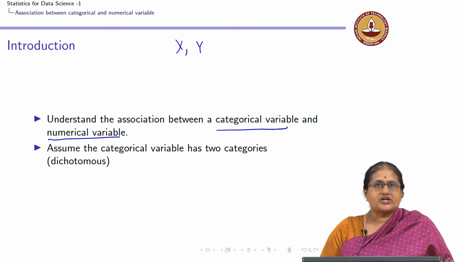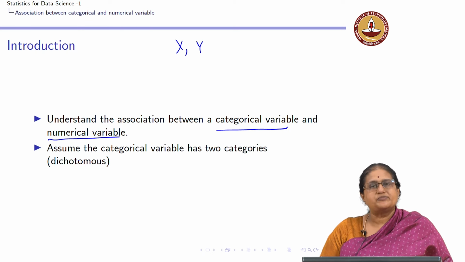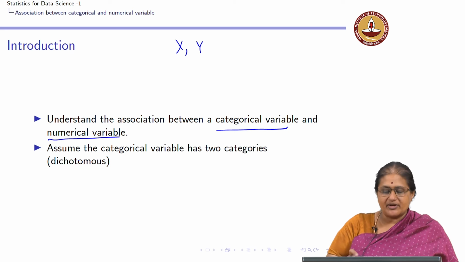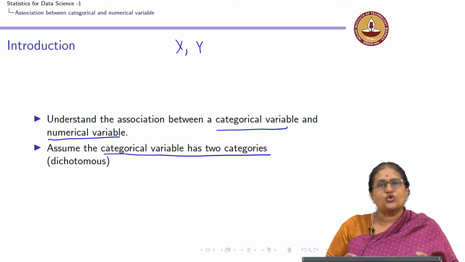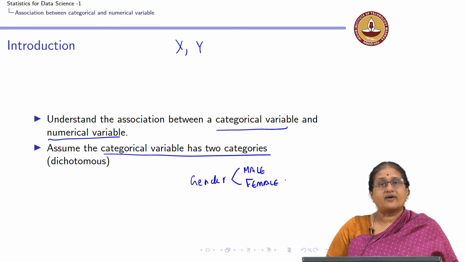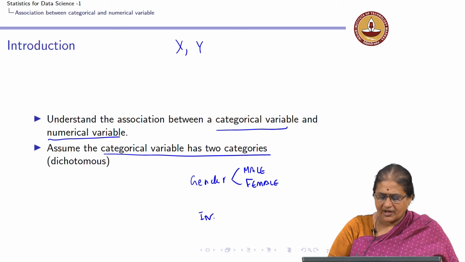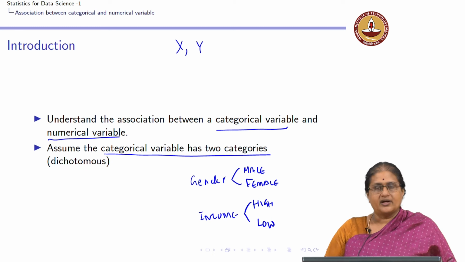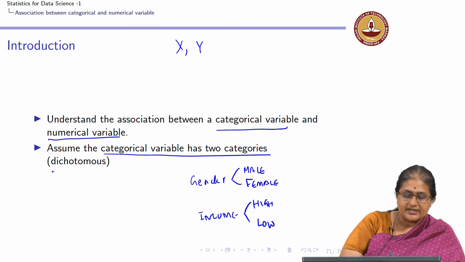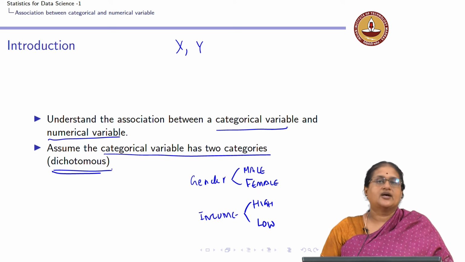So, in this portion we are going to understand how to capture the association between a numerical and a categorical variable. Here I am assuming my categorical variable has only two categories. In other words, if I am looking at gender, for example, it has two categories, a male and a female. I could have another variable which is, say, income. I could just look at two categories, which is just a high category and a low category. So, I am assuming my categorical variable has two categories, and this is referred to as a dichotomous variable.